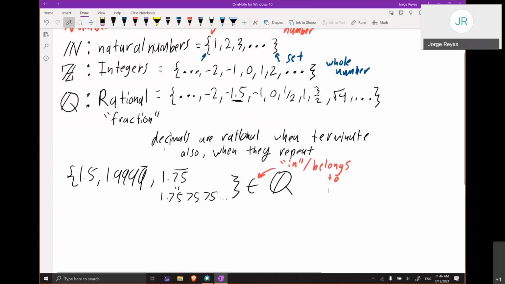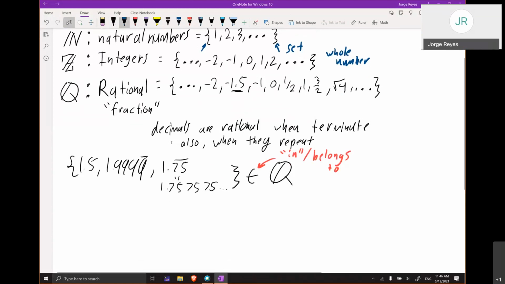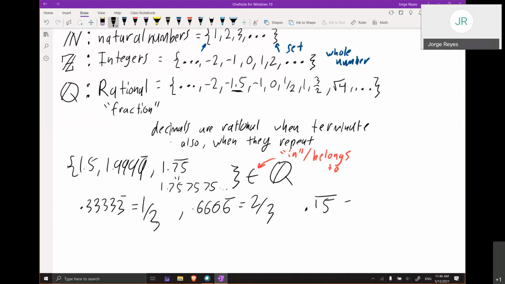So why are patterns rational? Well, some of you probably already know, but 0.33 forever, 3333, that's 1/3. And 0.6666 forever, that's 2/3. So how do we know when something is rational? Like if I gave you 0.15 repeating, what's this one?